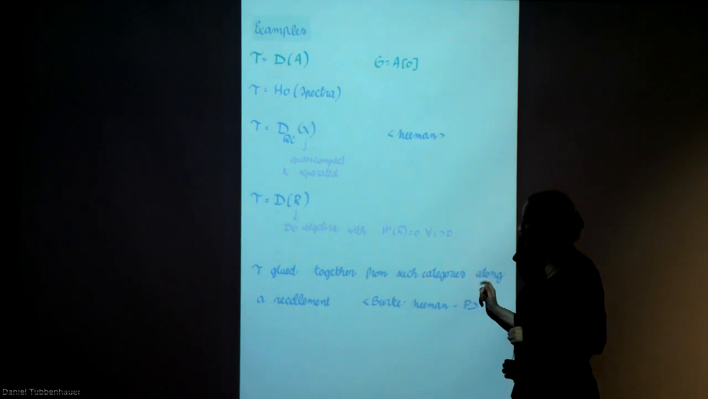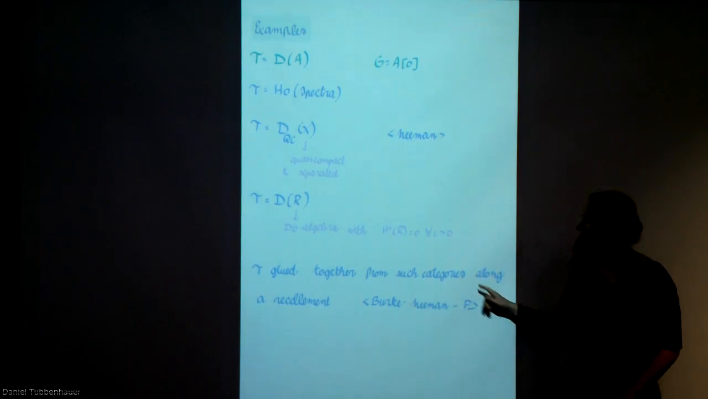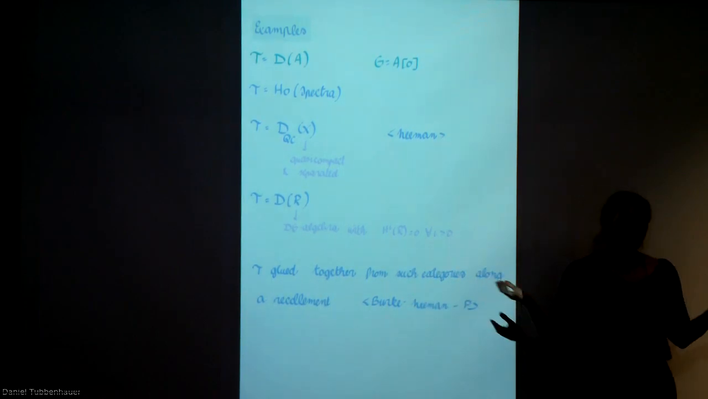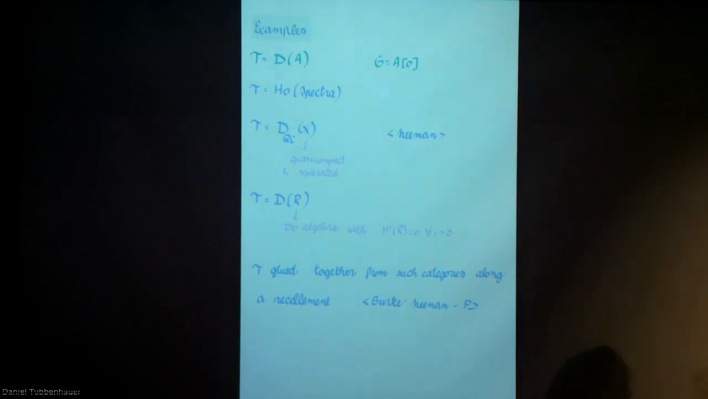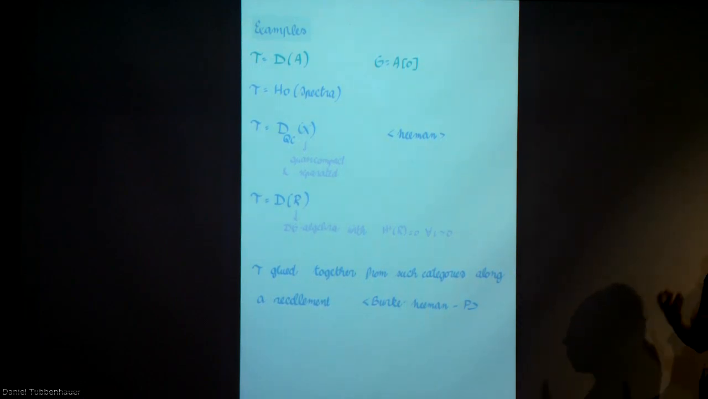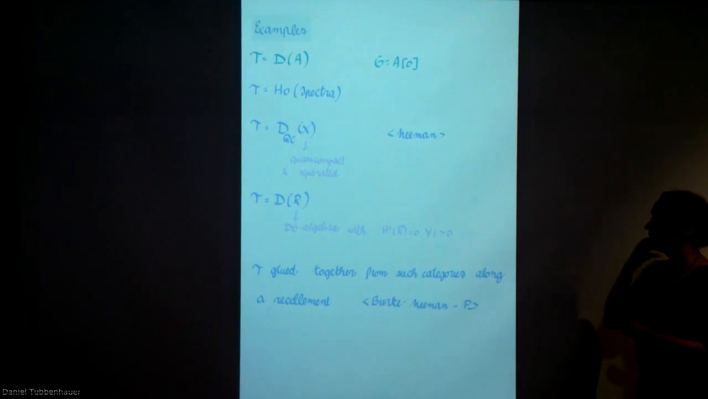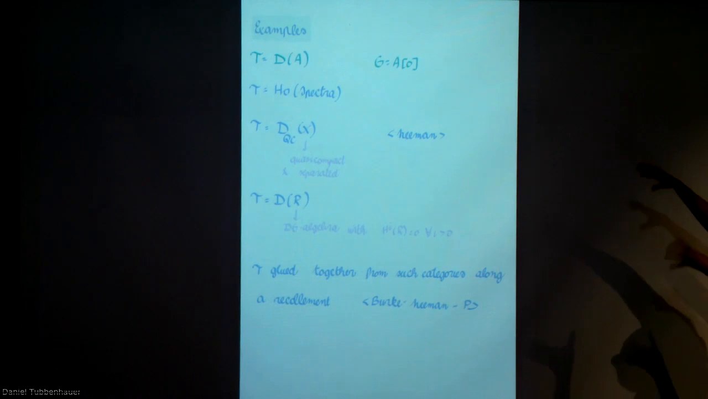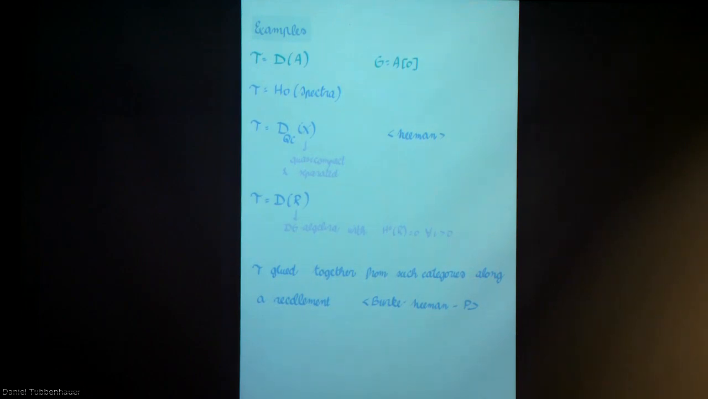Then it's a theorem by Burke, Neeman, and me that if you take two such approximable categories, you can glue them together along a recollement, and then almost always the gluing will again be approximable. So you can glue these together and you build a new approximable category. That's not what this talk is about, but we will need it later.